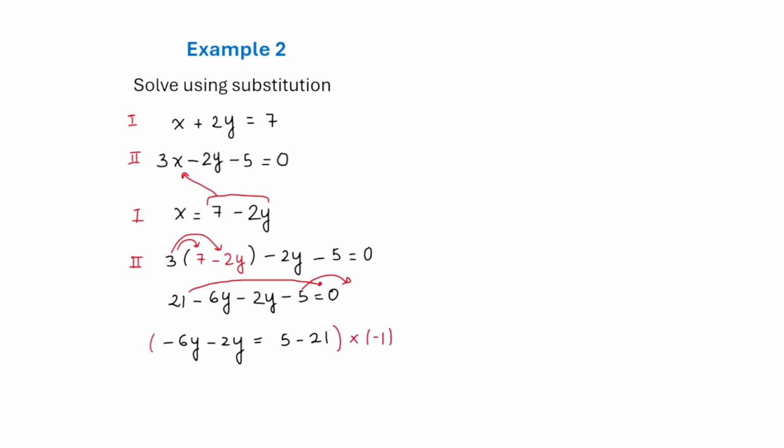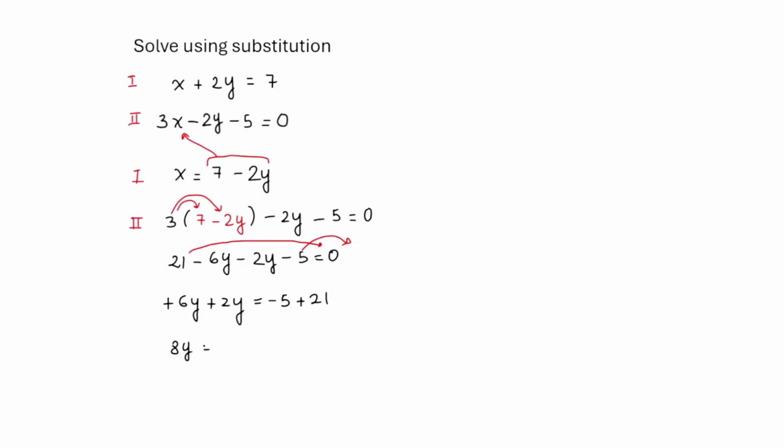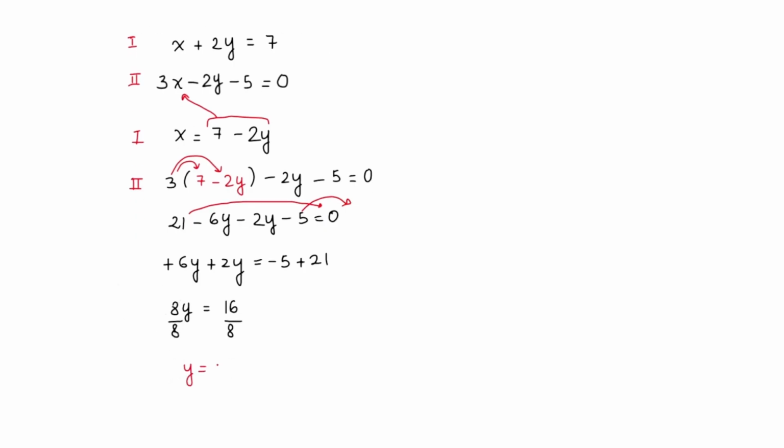This simply changes all the signs. Now we combine like terms. 6y plus 2y is 8y, and 21 minus 5 is 16. So 8y is equal to 16. Divide both sides by 8. Y is equal to 2.